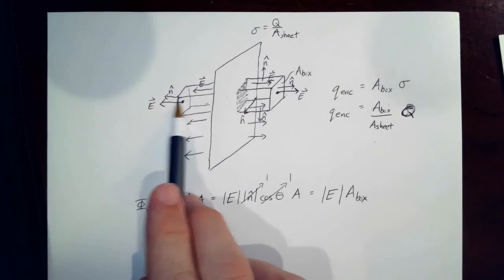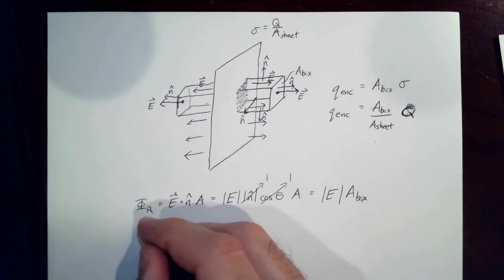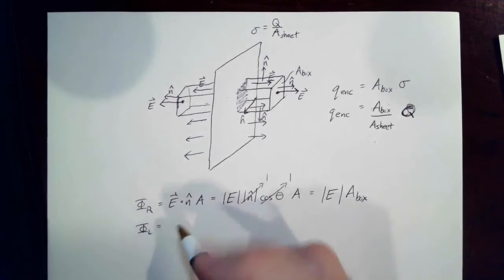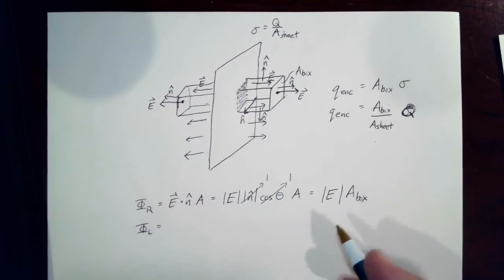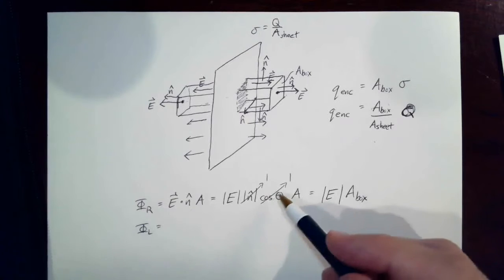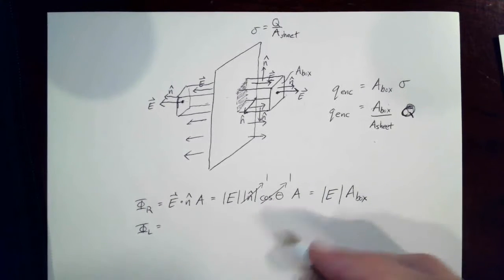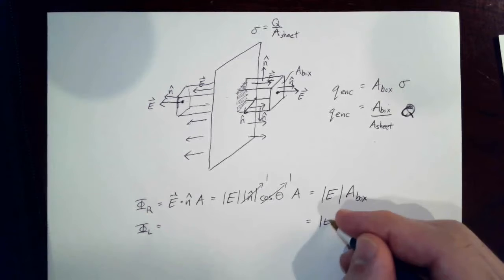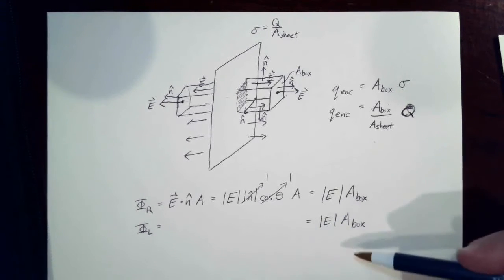And then over here, I think it's pretty simple to see that if I were to write this all out for the left face, I get the same thing. I have E is parallel to N hat, and so theta is going to be 0. Cosine theta is 1. The length of N hat is 1, and so we end up with E A box. So the total flux is the sum of these two.